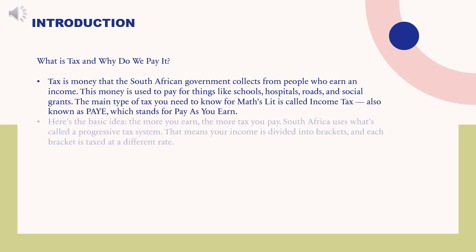Here's the basic idea: the more you earn, the more tax you pay. South Africa uses what's called a progressive tax system. That means your income is divided into brackets, and each bracket is taxed at a different rate.